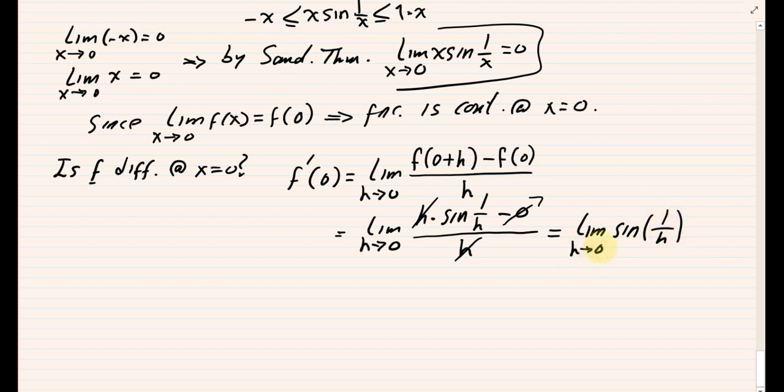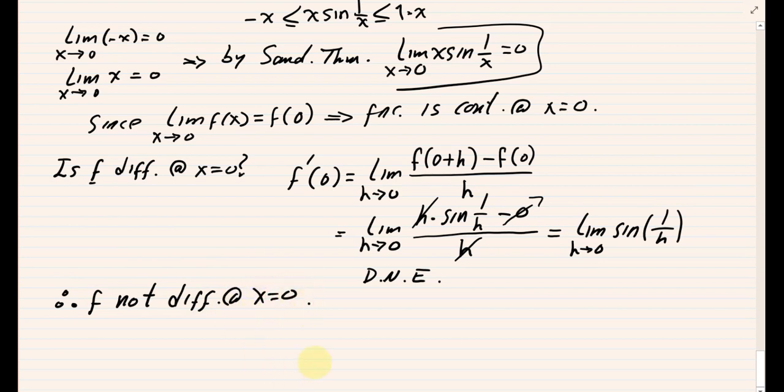And that limit is undefined. It does not exist, because what's going to happen is sine 1 over h near 0 is just going to go crazy around 0. So again, we showed that the function is not differentiable. Therefore, f is not differentiable at x equals 0.